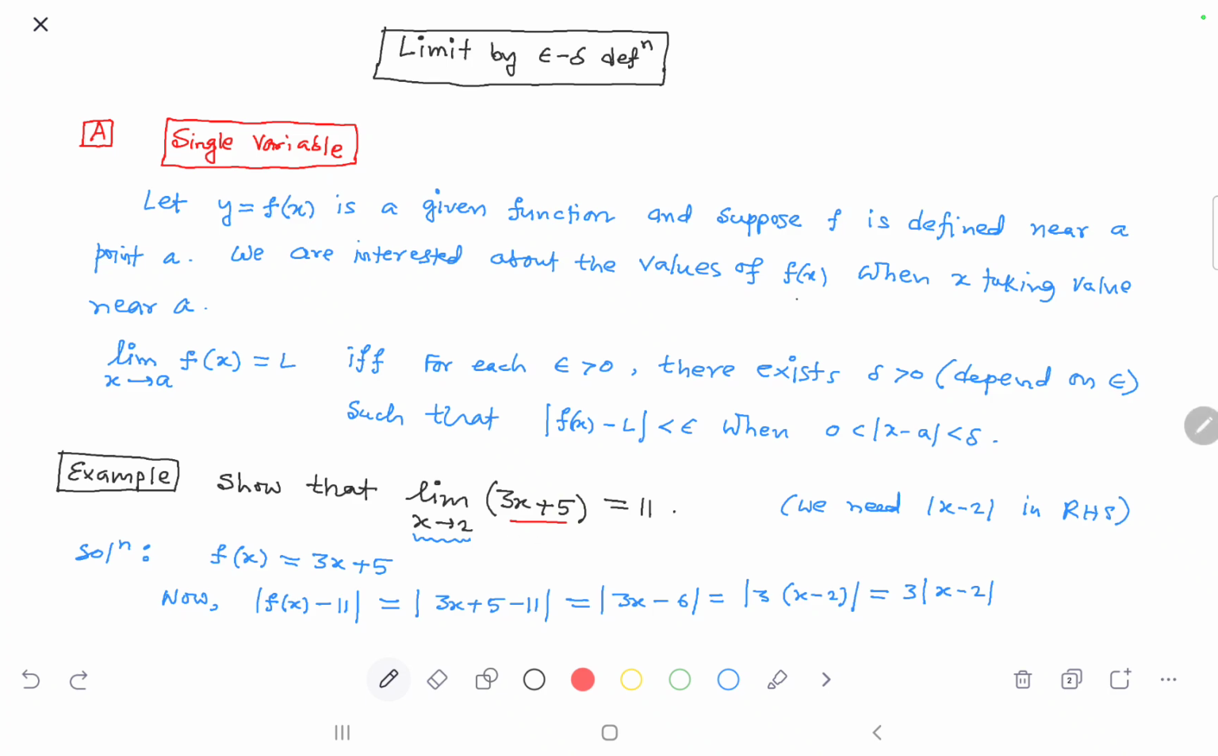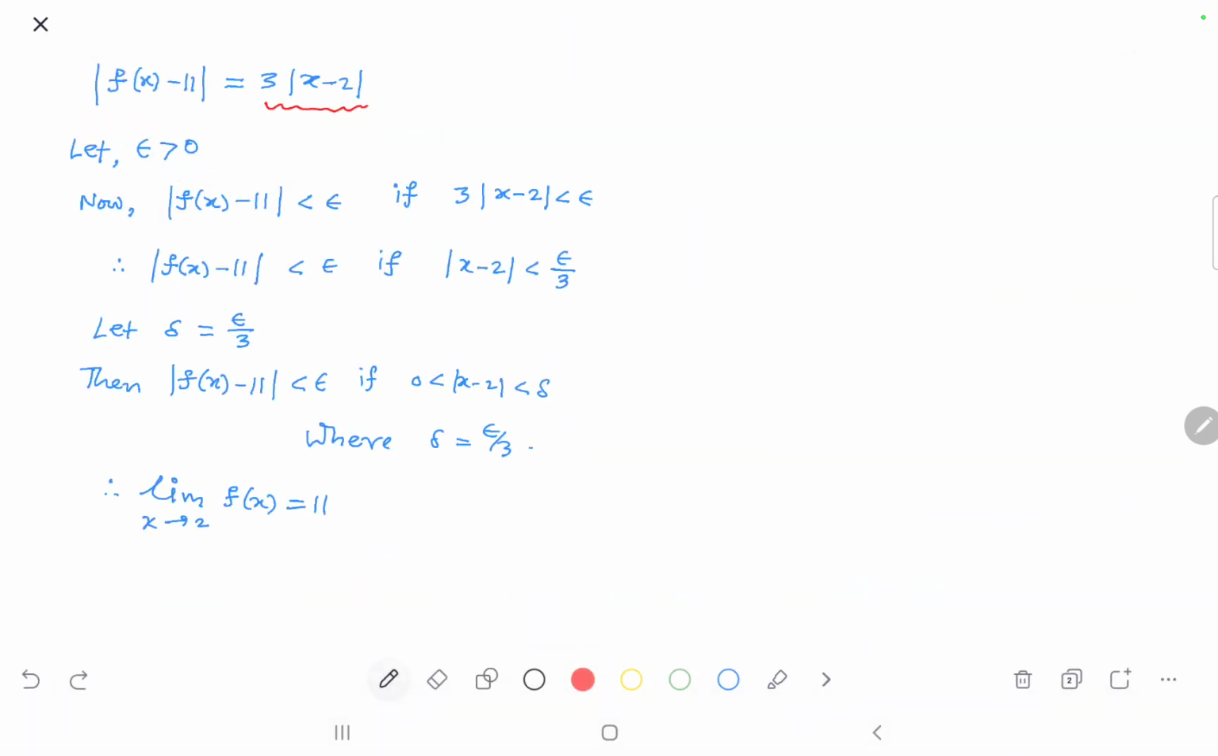We first consider f(x), the function that we have given. Then we calculate the absolute value of f(x) minus 11, and factor out the 3. Actually, this difference is nothing but 3 times the absolute value of x minus 2. Select epsilon. Now this expression is less than epsilon if |x - 2| is less than epsilon by 3. So delta equals epsilon by 3.